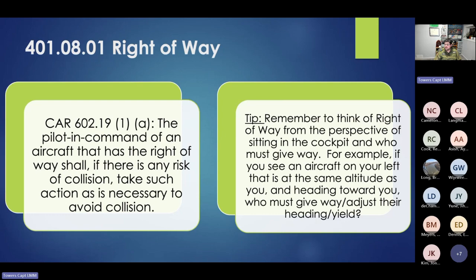Just a tip: remember to think of right of way from the perspective of sitting in the cockpit and who must give way. For example, if you see an aircraft on your left that is at the same altitude as you and heading towards you, who must give way, adjust their heading and yield? Any ideas initially? So we've got you in this aircraft here, and there's an aircraft on your left. It's at the same altitude as you, heading towards you.